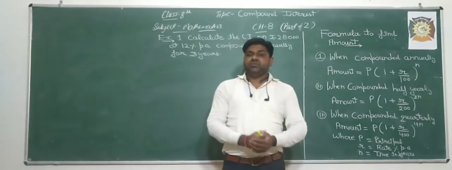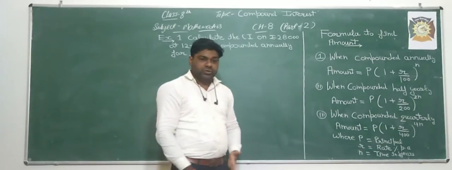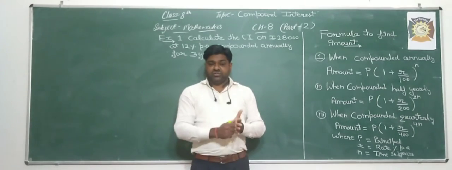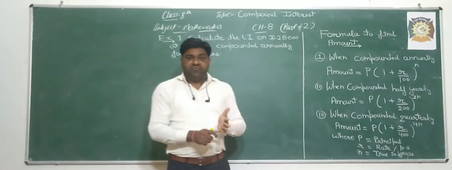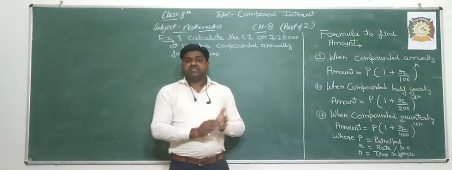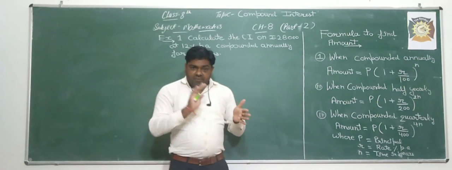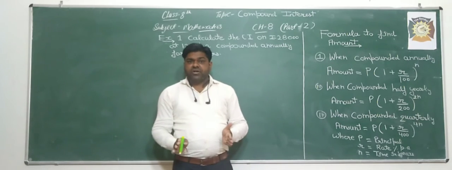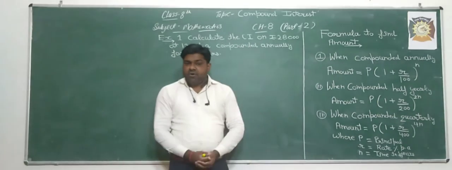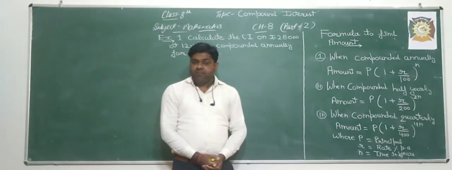So we can use this formula to find the amount, but sometimes we have to calculate the compound interest. So how can we find the compound interest? Simply, as we know, amount is the sum of principal and compound interest, so just subtract the principal from the amount to find the compound interest.